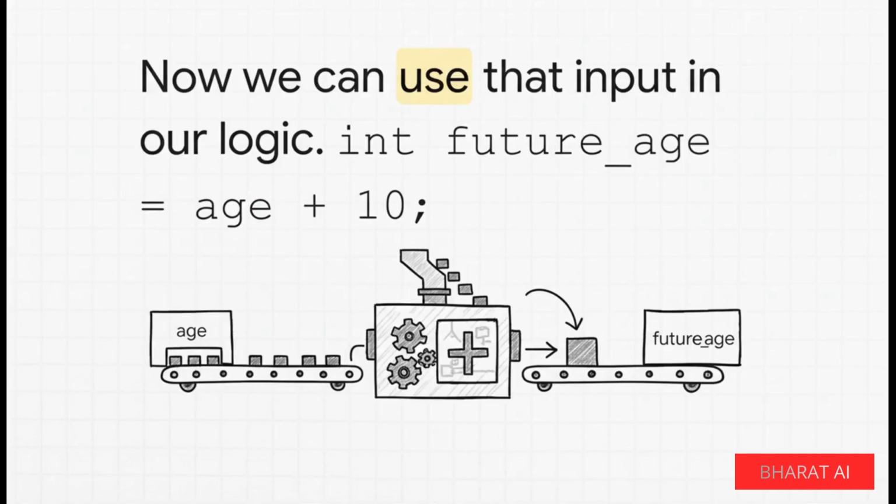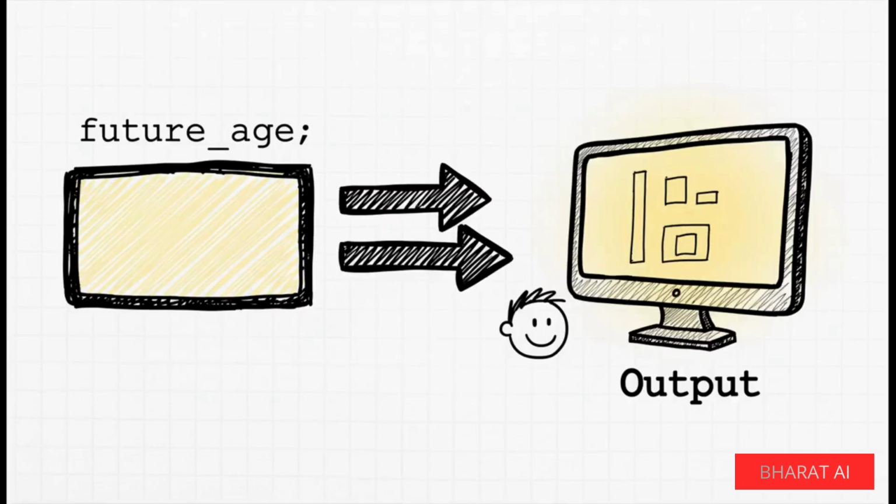Then comes step 2, the action. We can take that age the user just gave us, use our trusty addition operator to add 10 to it, and then store that brand new result in a completely new variable, which we'll call future age. And finally, step 3, show the output. We just pull out our cout tool one more time to display the value of future age right back to the user. And that's it. We've completed the full circle. We took input, we processed it, and now we've shown the output.